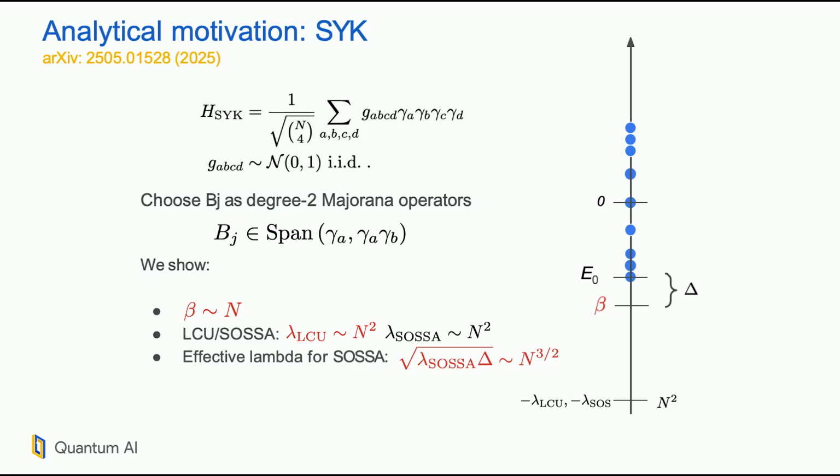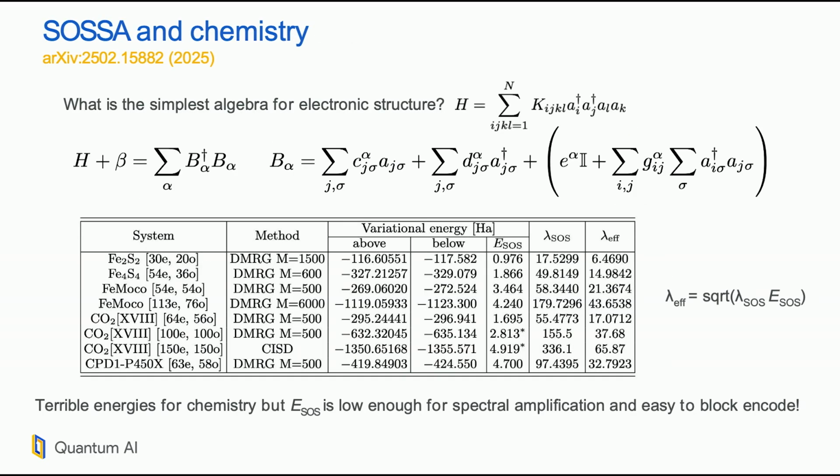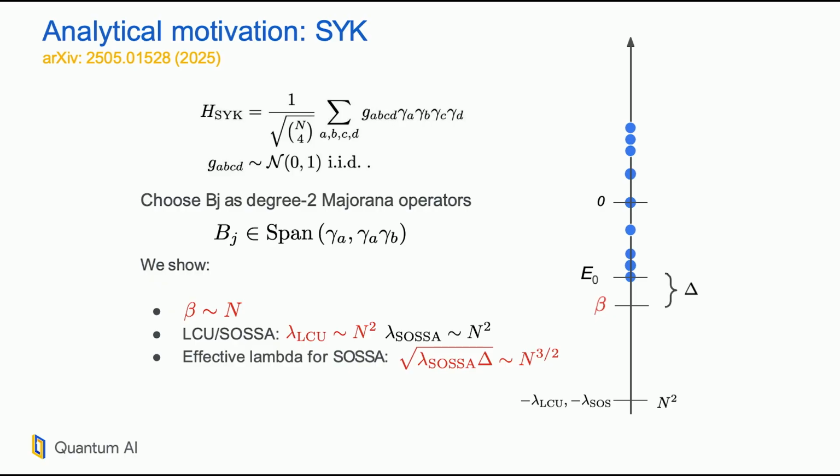So you might think, well, that's pretty large. But if you propagate this with spectrum amplification for estimating the eigenvalues of SYK, you actually get an asymptotic advantage with respect to just naive LCU gate complexities. And so that's a really nice motivation that in strongly correlated fermionic systems, we can get an advantage.